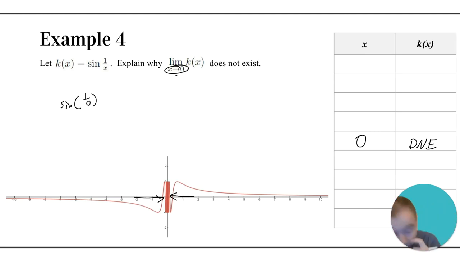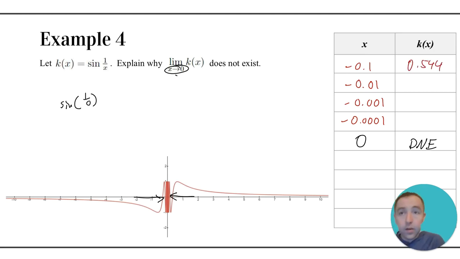Okay, so let's try to approach 0 from lower numbers. We could try to approach this from, say, negative 1/10th, negative 1/100th, negative 1/1000th, and negative 1/10,000th, and see what function values we end up getting. You'll want to plug this into a calculator. You would need your calculator to be in radians to get the correct values. When you plug this in, you're basically going to get values that are about these numbers.